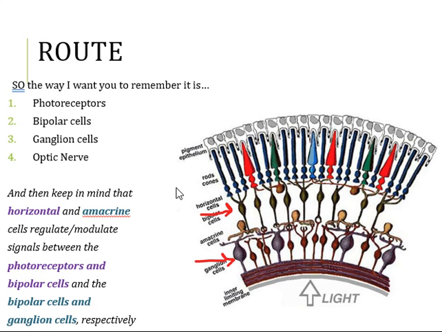So you have to keep in mind that horizontal and amacrine cells act as modulators or regulators. Amacrine cells are here between our bipolar and our ganglion cells. And our horizontal cells are between our photoreceptive layer and our bipolar cells. You can't really see them all that well, but it's right here, other ones right here. They're horizontal compared to the verticality of all the other layers. So this is an important slide. Remember, photoreceptors to bipolar, bipolar to ganglion, ganglion to optic nerve.